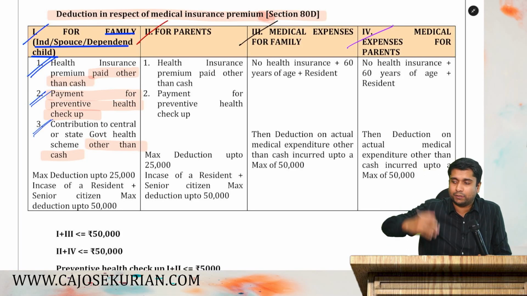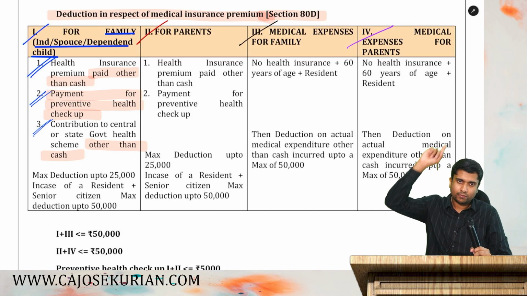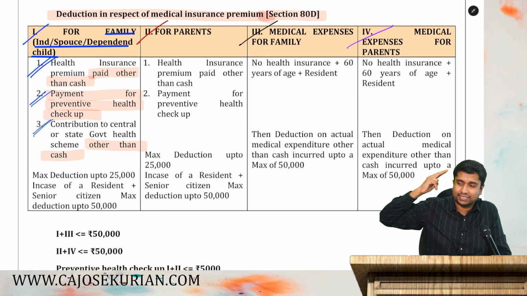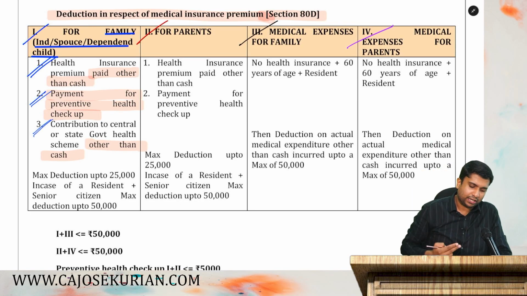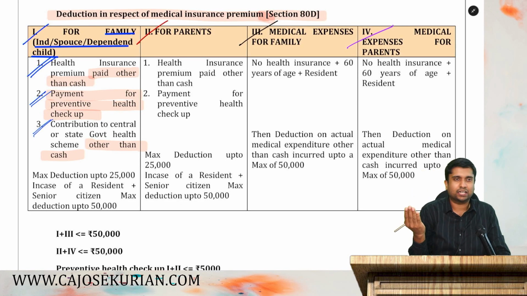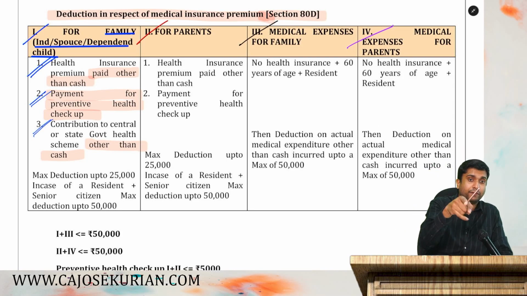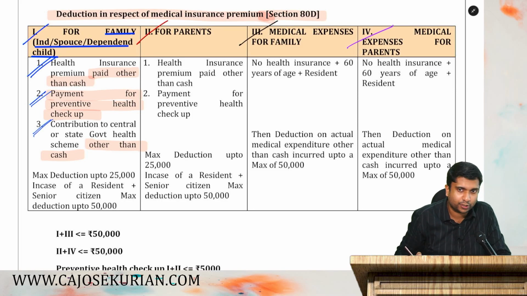So friends, repeat with me, what all are the items? Number 1, health insurance premium. Number 2, preventive health checkup. Number 3, contribution to state government or central government health schemes. 1 and 3 have to be in any mode other than cash. Preventive health checkup, you can pay it in cash, absolutely no problem.